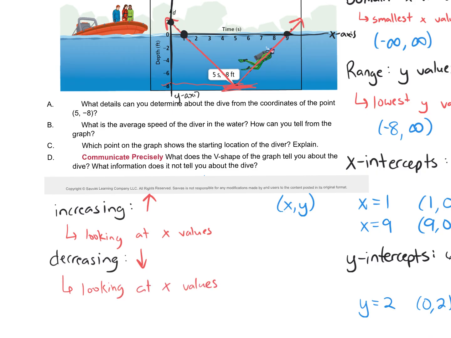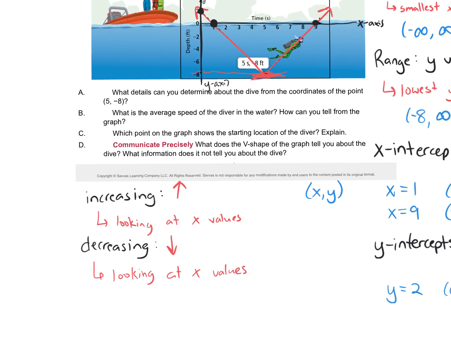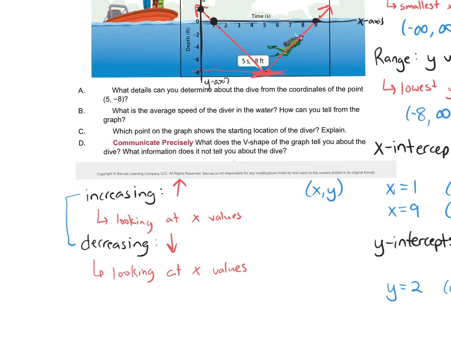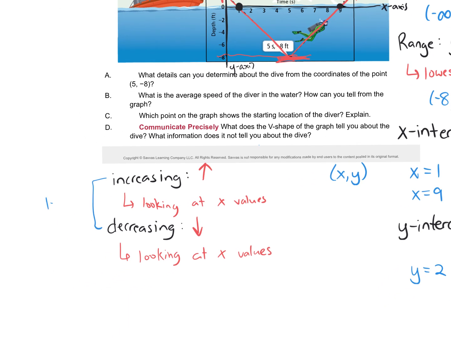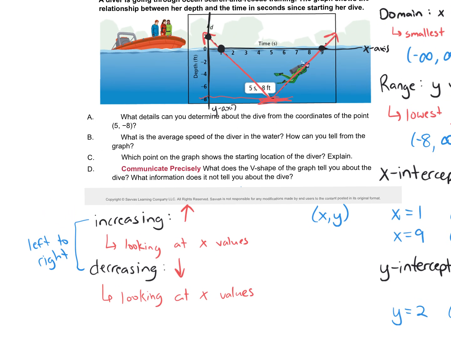Okay, so for increasing and decreasing, I want you to get in the habit of reading left to right, because do you read a book left to right? Yes. Okay, so same thing for a graph. We're going to be reading left to right. Okay, so let's look at the graph up here. I'm going to start all the way to the left. So do you agree the leftmost part of my graph is right here? Agree with that? Okay, so I'm going to start here.